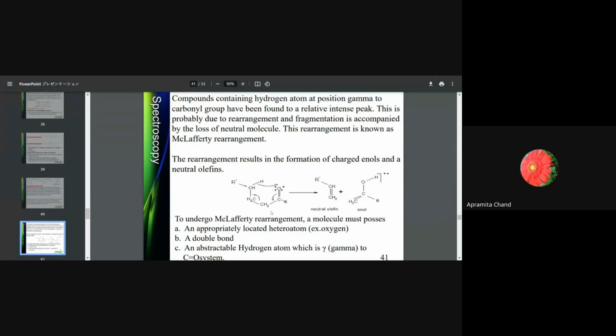So suppose we have this kind of an arrangement and you have a carbonyl group. Carbonyl group में अगर alpha, beta, gamma, ठीक है, अगर यहाँ पे एक hydrogen atom है, तो this can get involved in the rearrangement process.